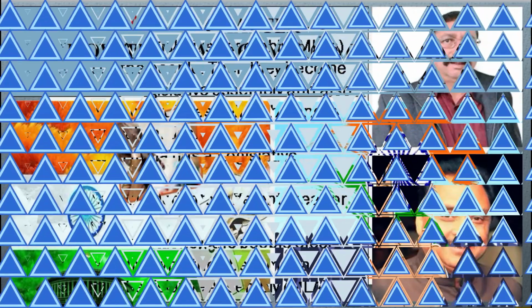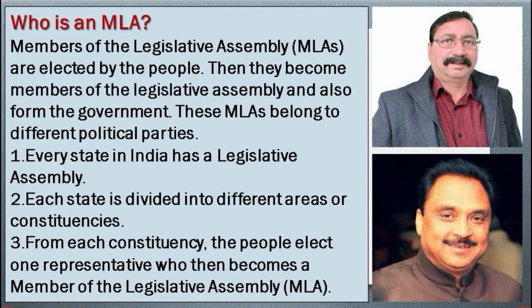So, let's start. Students, before going through the chapter, the first thing that you need to know is who is an MLA, or whom do we call an MLA? Students, as you all know, India is a vast country and a single person cannot control such a vast country alone. That's why our whole nation is divided into 28 states and 8 union territories.